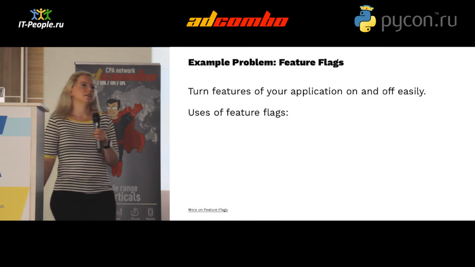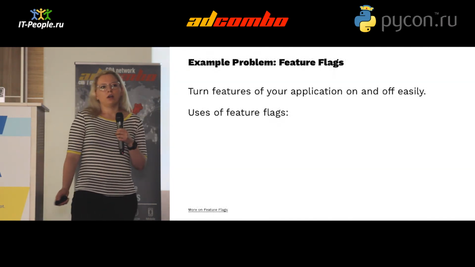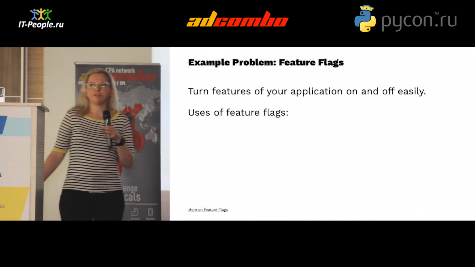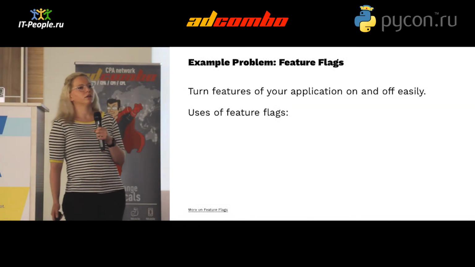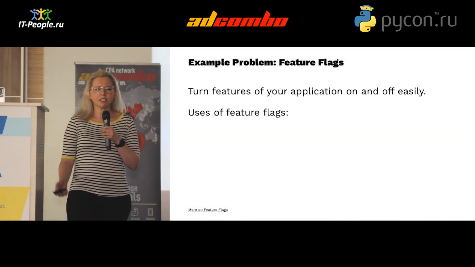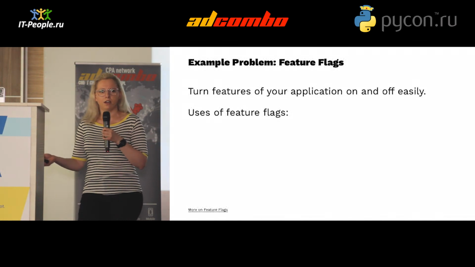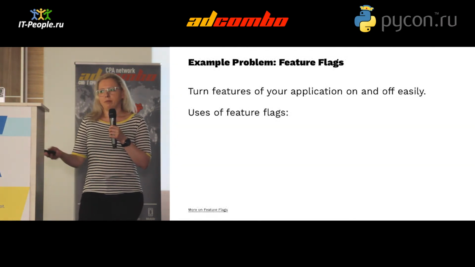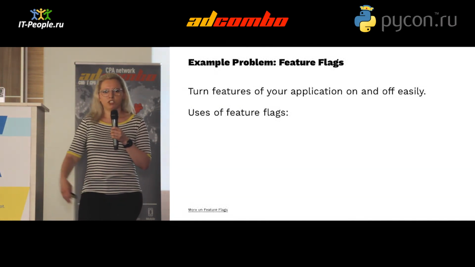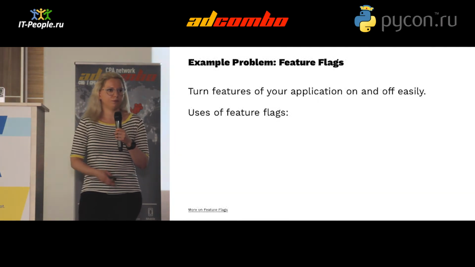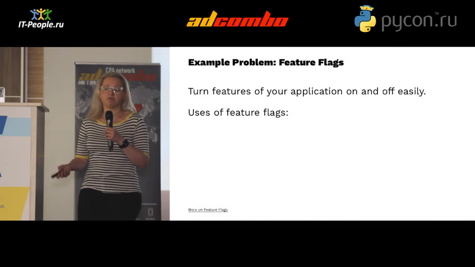Now, let's say we have this example problem of feature flags. So what are feature flags? Sometimes they're also called a feature toggle. It's the ability to turn a feature of your application on and off easily. Maybe the value is stored in a data store, so you don't need to restart your application to switch between features. That's pretty cool.